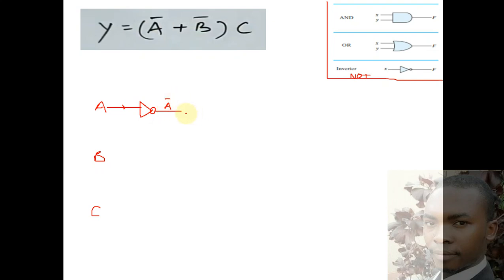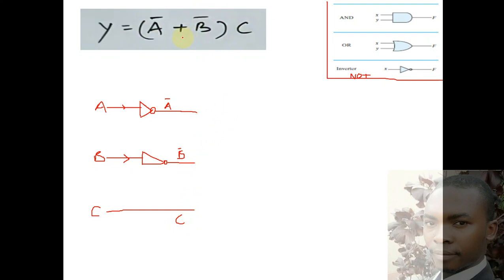So here I have NOT A, and then remember we have NOT B. The same thing here: we pass it through something like this for negating it, and then what will come out here is the B, which has a NOT. Then C, we don't have anything, so it continues like that. We have the C here.